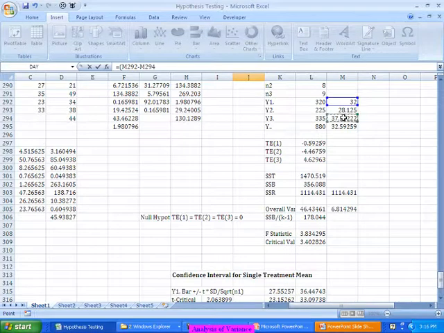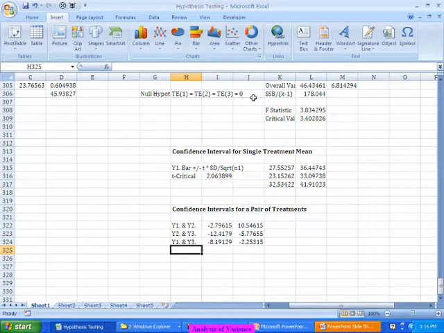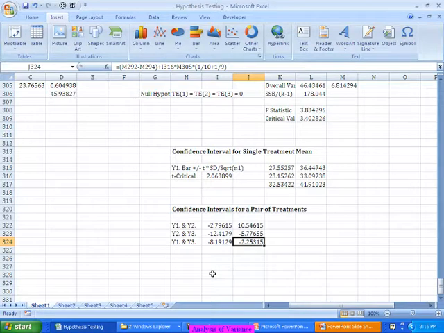32 minus 37.22 plus 2.06 times 6.81 times 1 by 10 plus 1 by 9. So this is minus 2.25. So this is also saying that there is a significant difference between y1 and y3 also.